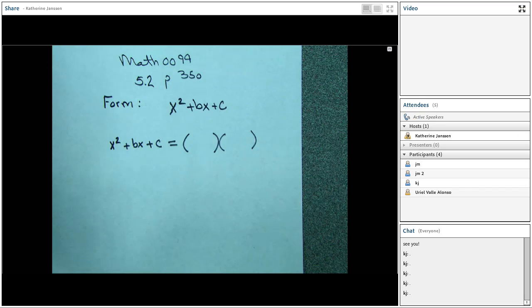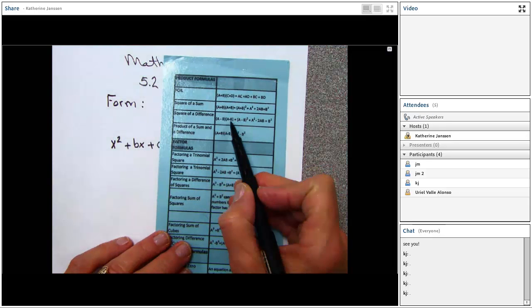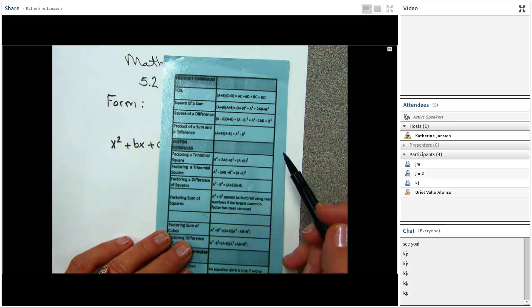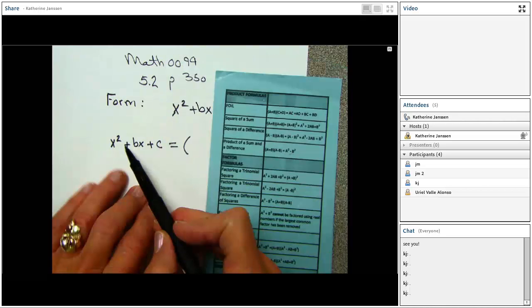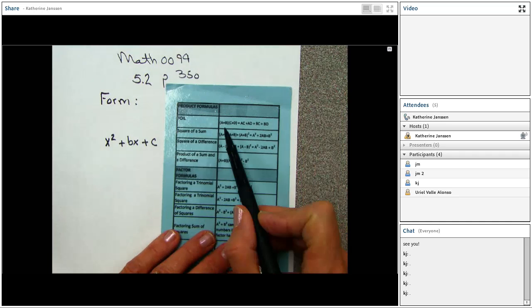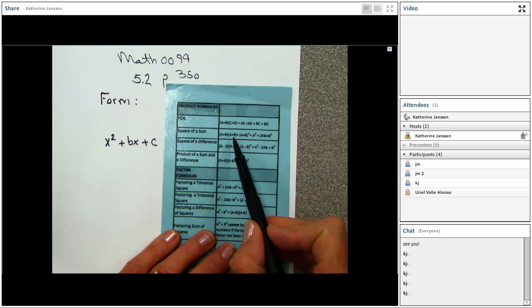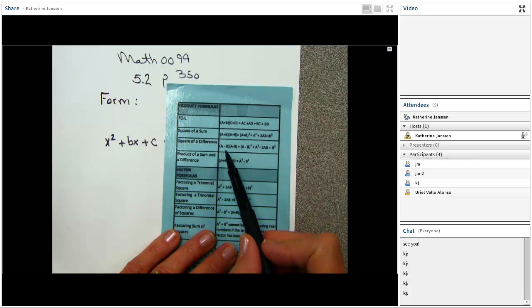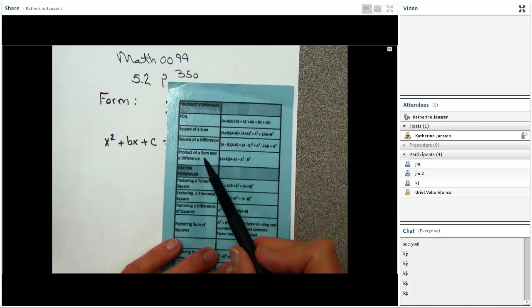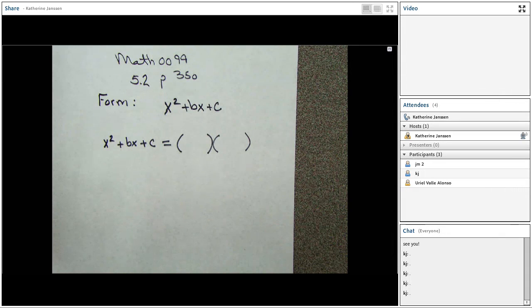And that sounds familiar to me. We've been looking at multiplying two binomials for a fair amount of time now. So if I have the form x squared plus bx plus c as a polynomial, I can expect to factor it as a binomial times a binomial. The square of a sum is a binomial times a binomial. The square of a difference is a binomial times a binomial. The product of a sum and a difference is the product of a binomial times a binomial. So again, our blue cards are going to come in very handy.